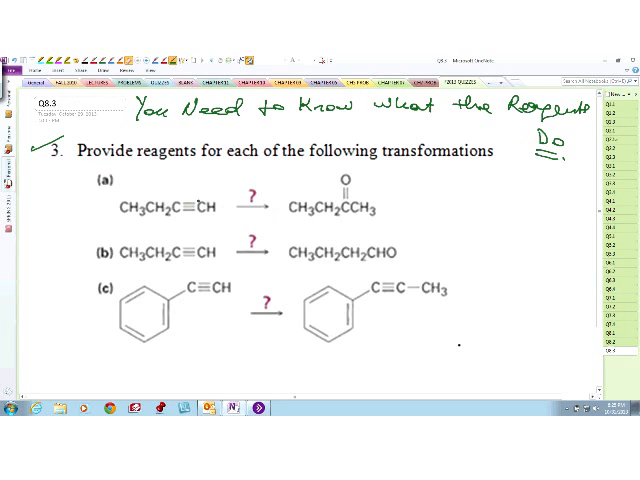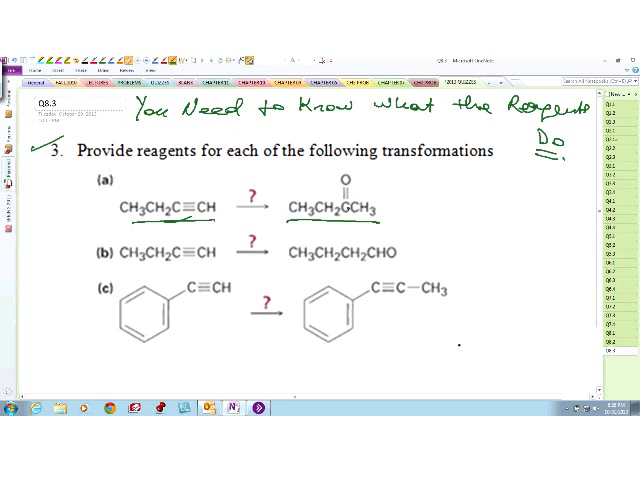So what do we have there? We have this molecule here, 1-butyne. And what do we need to do? We need to go from 1-butyne to this molecule here, which is a ketone. As you can see, we have the same number of carbon atoms in the starting material as in the product. So this is a case of changing from one functional group to another, in other words, going from an alkyne to a methyl ketone.